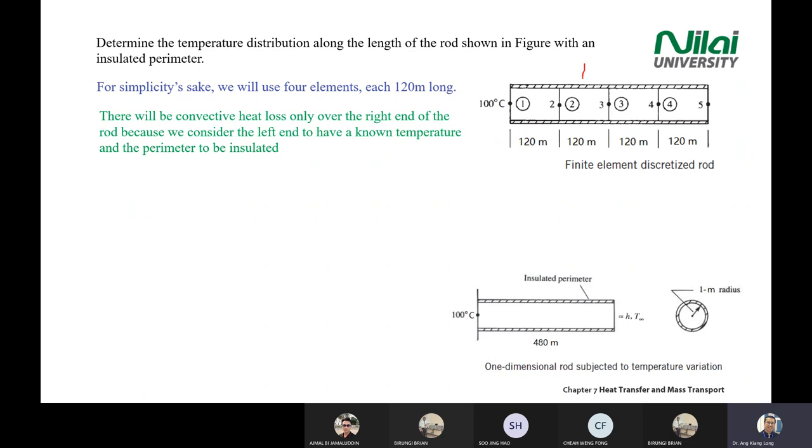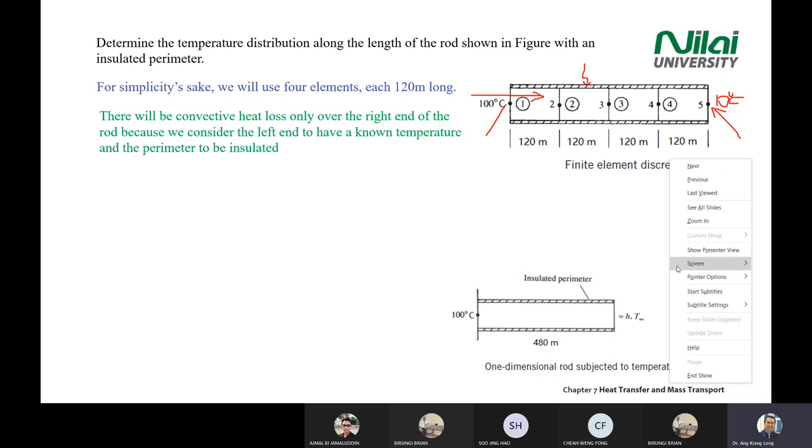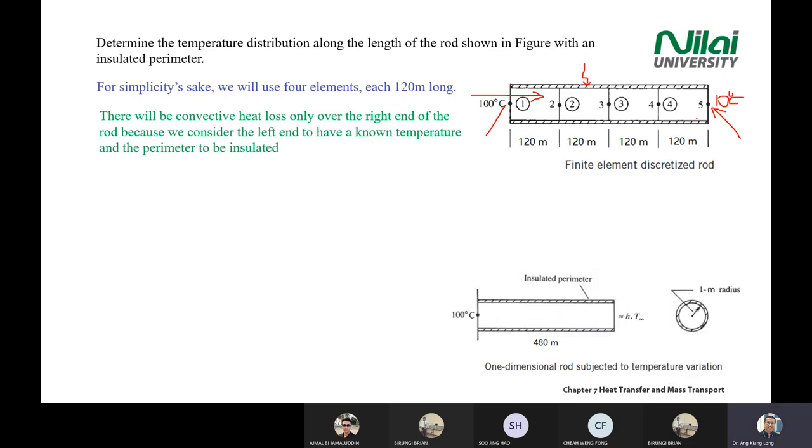And in the question, it tells you that the body is insulated around. So we know that in this case, we only have one direction of heat transfer. So you transfer from 100 degrees C to 10 degrees C at the end here. From here, we don't know the temperature of this one, and we know the temperature of point number 5. This one you can extract from the question itself, because the question tells you the free stream temperature, right?